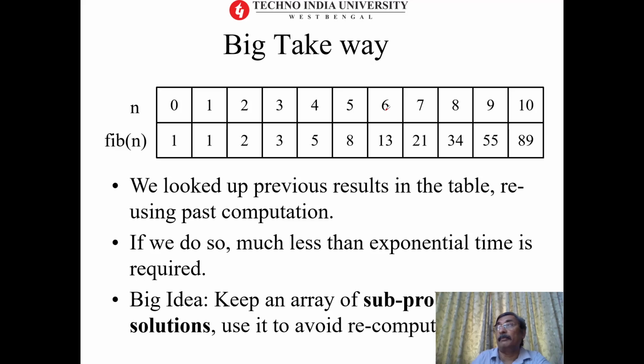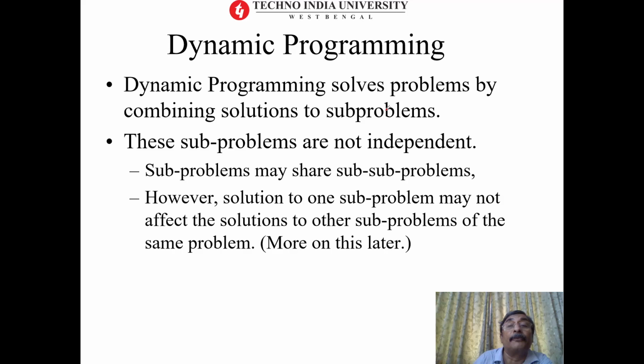The other big hallmark of dynamic programming is, of course, I think we have written it. So dynamic programming, some of you who may know about algorithms a lot more, is very similar to divide and conquer. After all, it solves problems by combining solutions to subproblems. These subproblems are not independent. So subproblems may share sub-subproblems, but the solution to one subproblem may not affect the solutions to other subproblems of the same problem. Now they may.